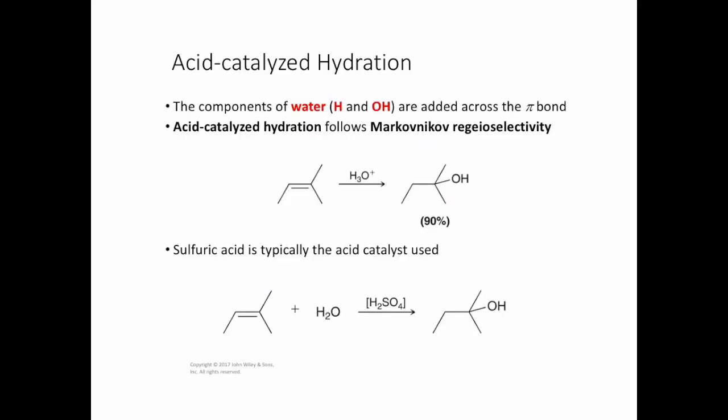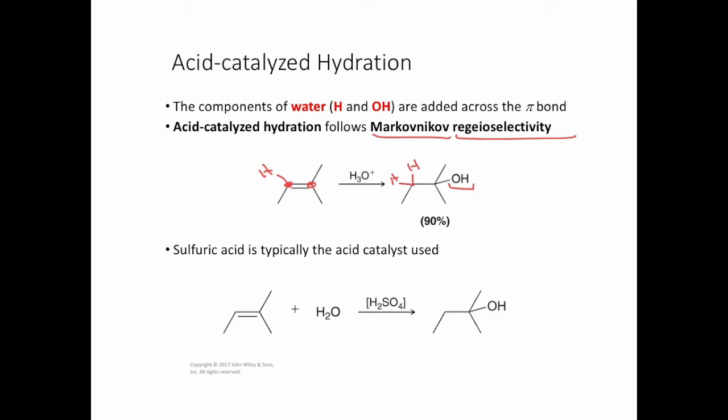Acid-catalyzed hydration involves the addition of H and OH to a double bond. H and OH make up water, so this is called hydration. And it also follows Markovnikov regioselectivity. So here, the carbon with the double bond that has more H's gets the H of the HOH, and the OH goes on the other carbon. So this had one H to begin with, and now in the product it has two. The second hydrogen came from water, and then the OH is on the other carbon.